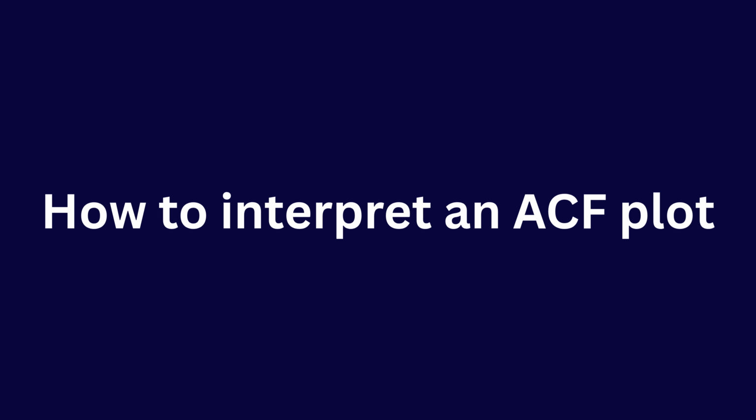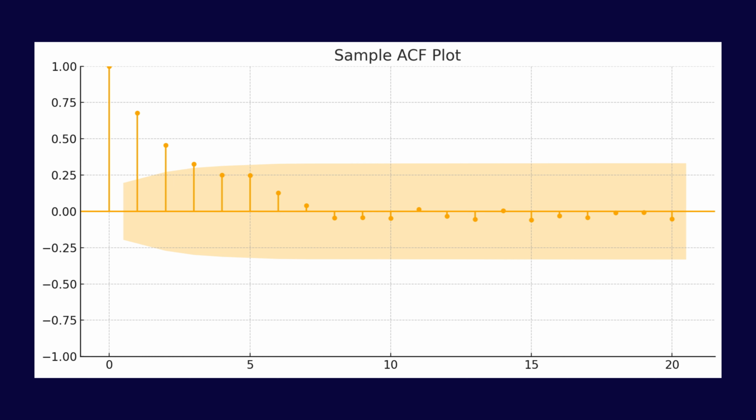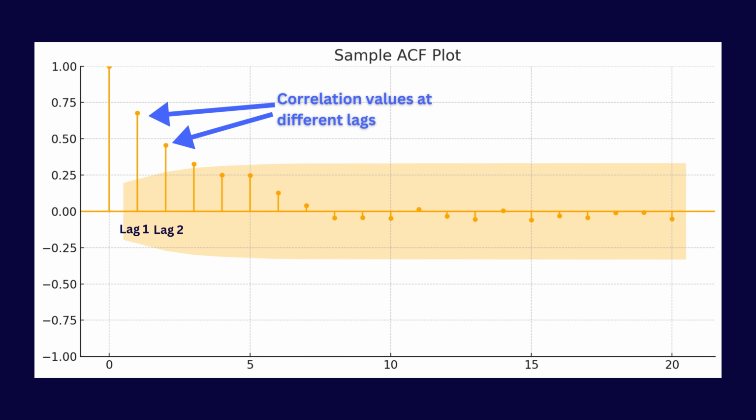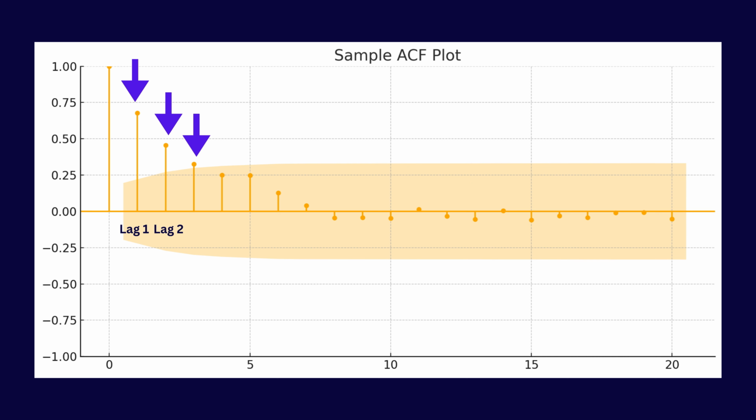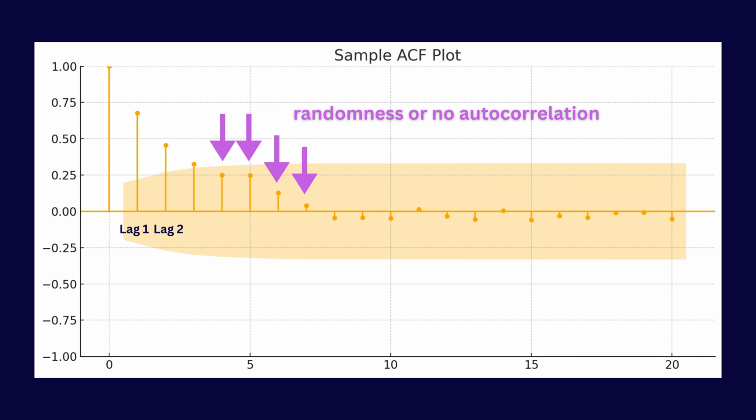Let's see how to interpret an ACF plot. This is the sample ACF plot. The vertical bars represent correlation values at different lags like lag 1, lag 2. The dashed horizontal lines represent the 95% confidence interval. Bars beyond the line indicate statistically significant autocorrelation. Bars within the lines suggest randomness or no autocorrelation.